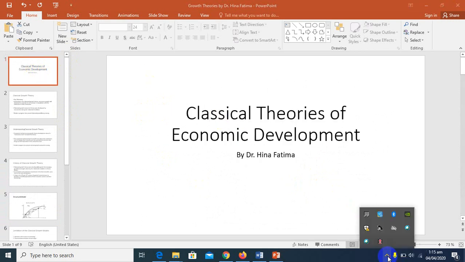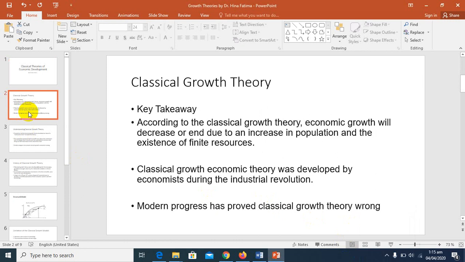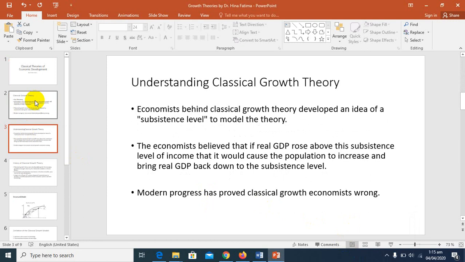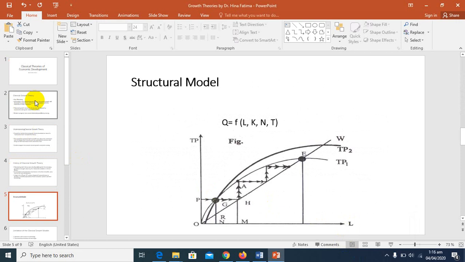Dear students, today we are going to discuss the classical theories of economic development, part 2. We already discussed the classical growth theories, major key takeaways, understanding classical growth theory, and the history of classical growth theory. And also we have discussed the structural model of classical growth theory.